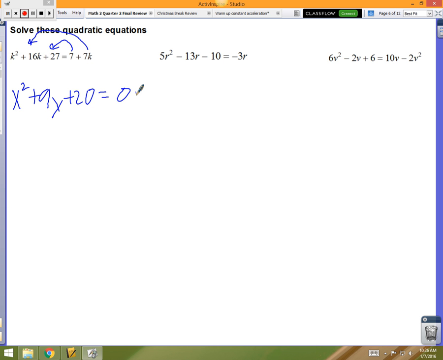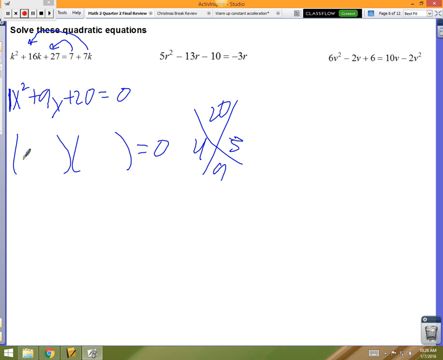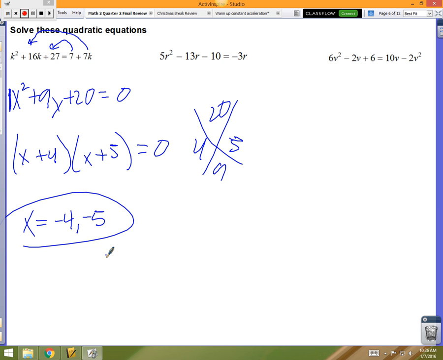Okay, this one's easy. The hint is it starts with a 1. If it starts with a 1, I'm going to try and factor it. So I'm looking for what times this gives me 20, adds and gives me 9, and that's 4 and 5, and it's all positive, so the signs are all positive. I can hear Brock. Here comes Brock. Alright, so it's going to be x plus 4 and x plus 5. So that means my zeros are going to happen at a negative 4 and a negative 5. Not too bad.